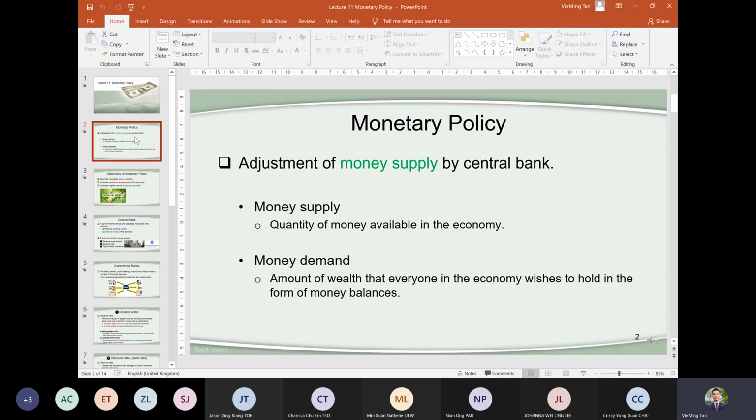And how about money demand then? Money demand refers to the amount of wealth, the amount of money that ought to be held by the stakeholders, or what we call the different sectors in an economy, which consist of the household, firms, government, and also international trade. So what is the reason monetary policy is so important?